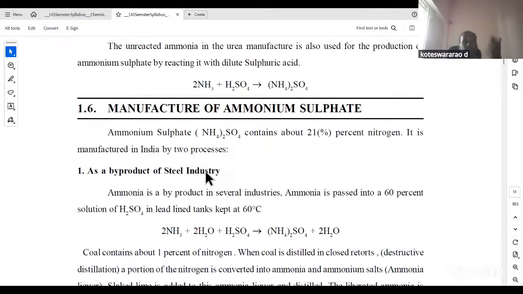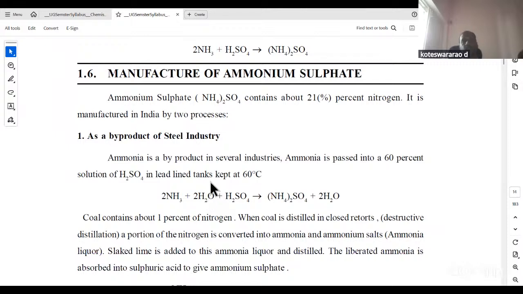Manufacturing of ammonium sulfate. Ammonium sulfate, (NH4)2SO4, contains about 21% of nitrogen. It is manufactured in India by two processes. As a byproduct of the steel industry, ammonia is a byproduct in several industries. Ammonia is passed into the 60% solution of H2SO4 in a lead-lined tank kept at 60 degrees centigrade.